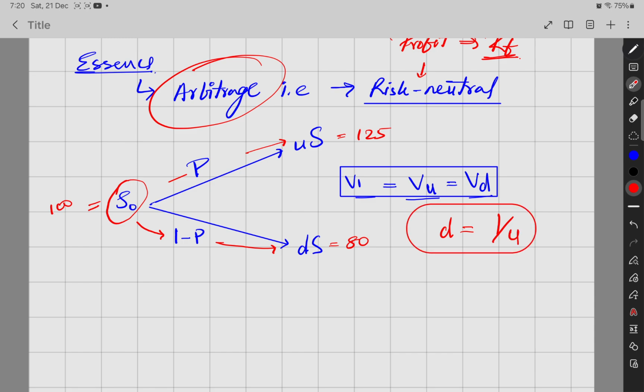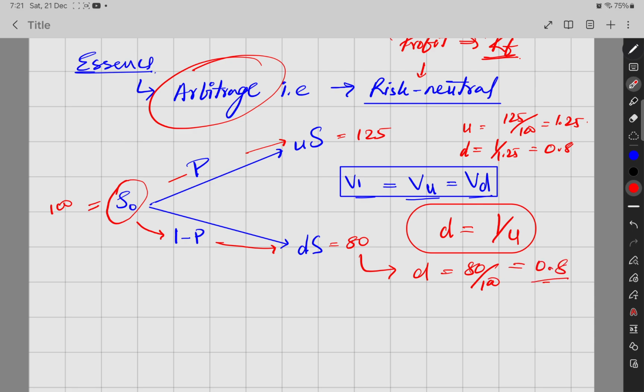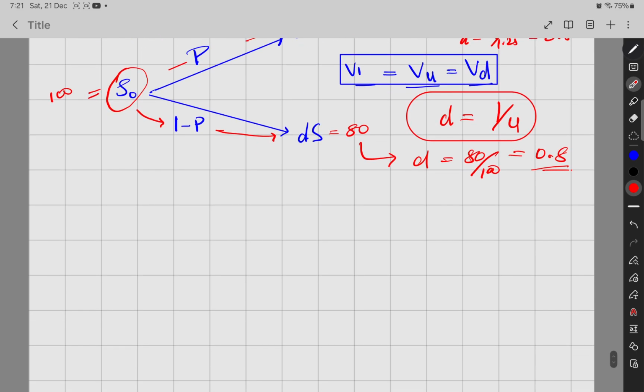Okay, so in our case, u is equal to 125 divided by 100, that's 1.25, and there you derive d, that is 1 by 1.25, that gives you 0.8, and here you get d is equal to 80 divided by 100, that is 0.8. Okay, now what do we do about it?